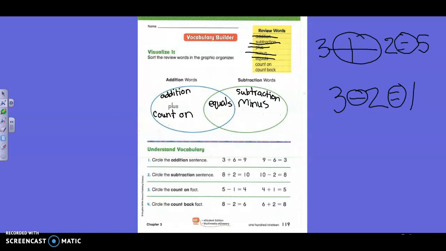And the last one? Count back. Okay, counting back means getting smaller numbers, so that is subtraction. Okay, once you have done that, I will allow you to do the bottom part on your own, and once you have it done, you can come check it with me. I will rate it.